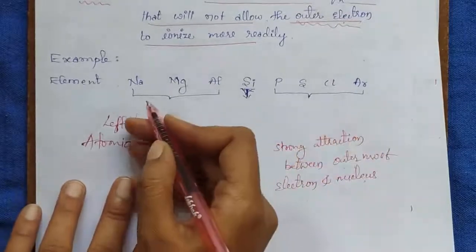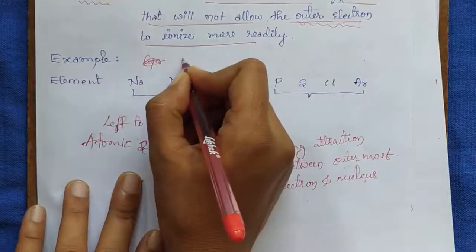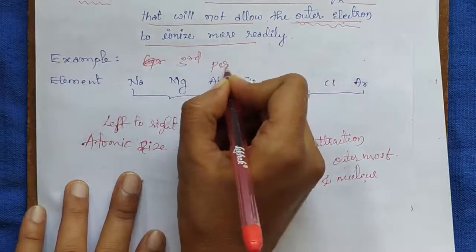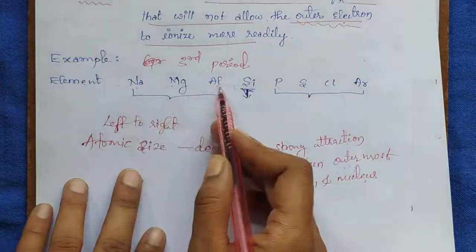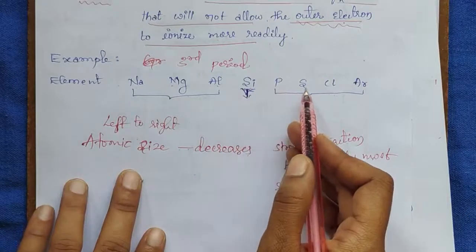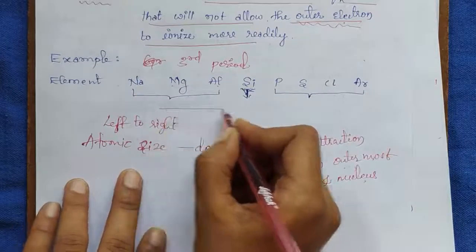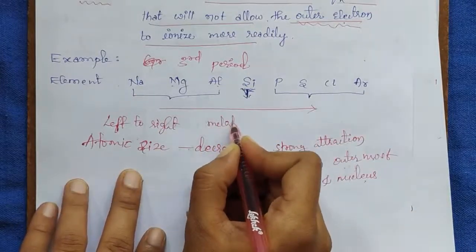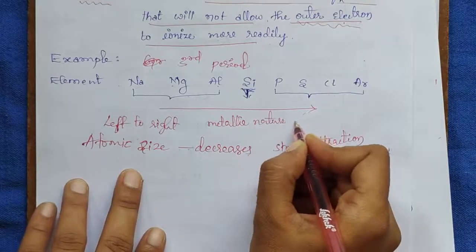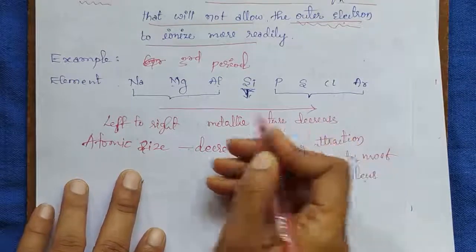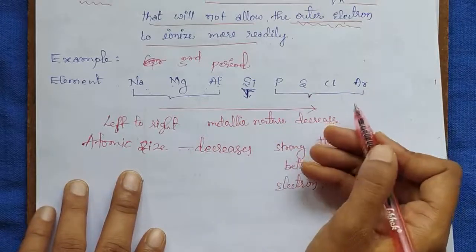For example, take the third period elements: sodium, magnesium, aluminium, silicon, phosphorus, sulfur, chlorine, argon. As we move from here to here, metallic nature decreases, because the starting 3 elements are metals, silicon is a metalloid, and the last 4 elements are non-metals.